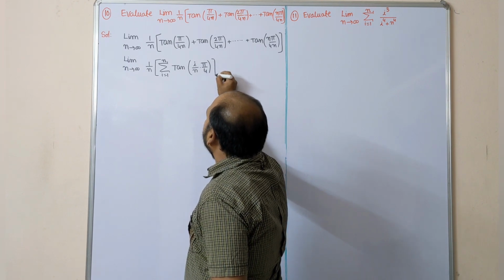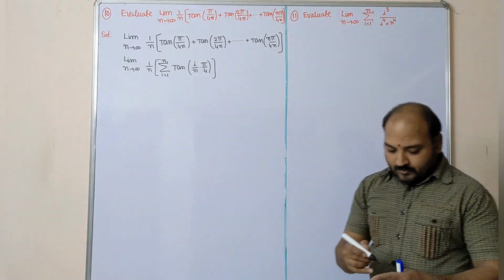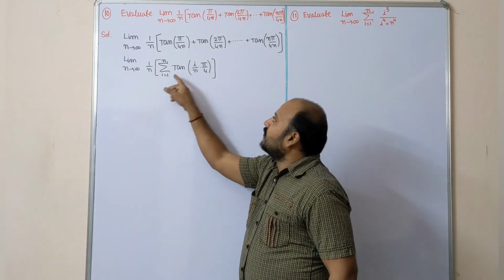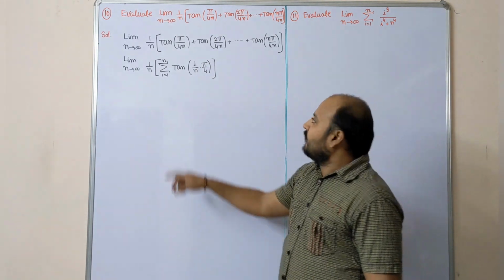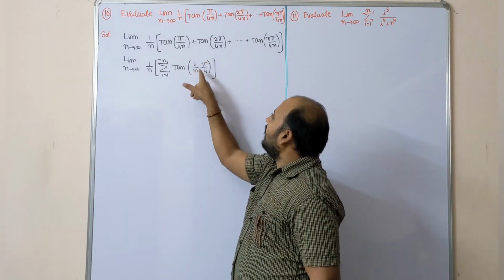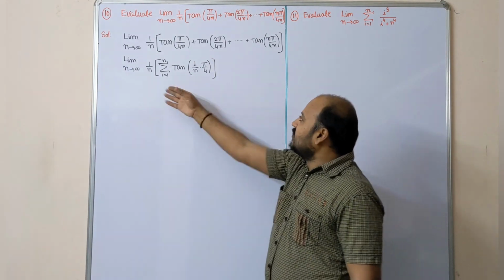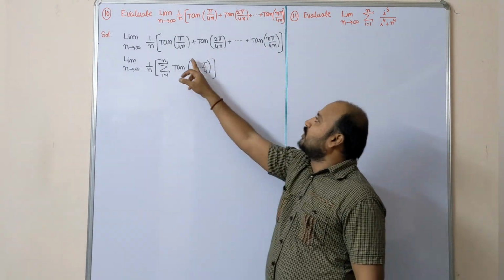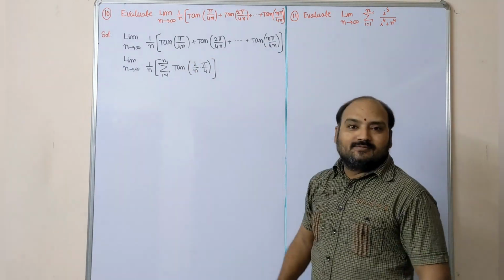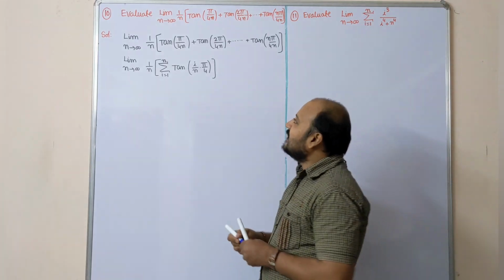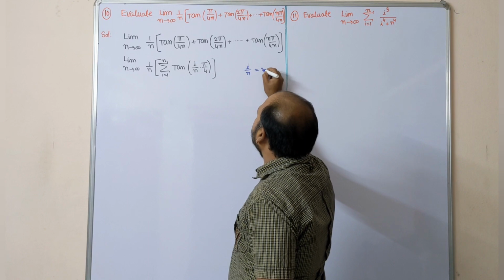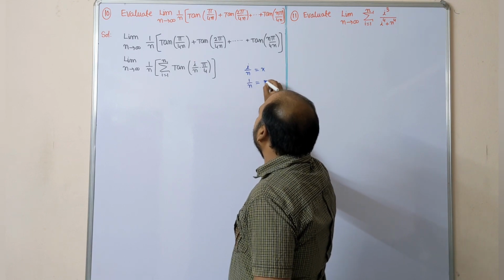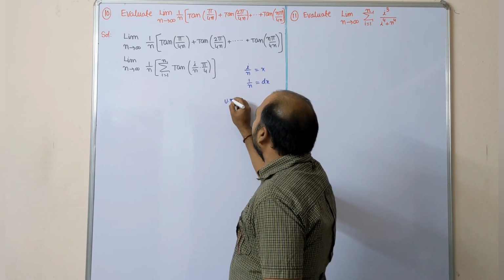Observe carefully, dear students. See, i is equal to 1, substitute 1 into pi by 4n. i is equal to 2, substitute 2 pi by 4n. i is equal to 3. i is equal to n, substitute n pi by 4n. Am I right? After getting these values, what we have to do? Generally, i by n is equal to x. Wherever 1 by n is there, dx. Find out upper limit and lower limit.